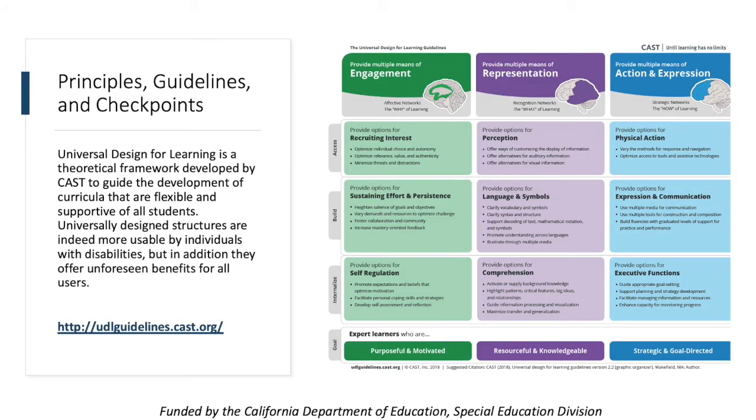UDL is a means of ensuring each student has a bridge to equitable educational experiences. UDL, researched and developed by the Center for Applied Special Technology, or CAST, is intended to guide the development of curricula that is flexible and supportive. Universally designed structures are indeed more usable by individuals with disabilities, but in addition, they offer unforeseen benefits for all. UDL is not a toolbox, it is a mindset for all learners. UDL is a proactive lesson planning framework that identifies potential barriers to learning. Currently, with the shift to distance and blended learning, we are seeing larger barriers than ever before.